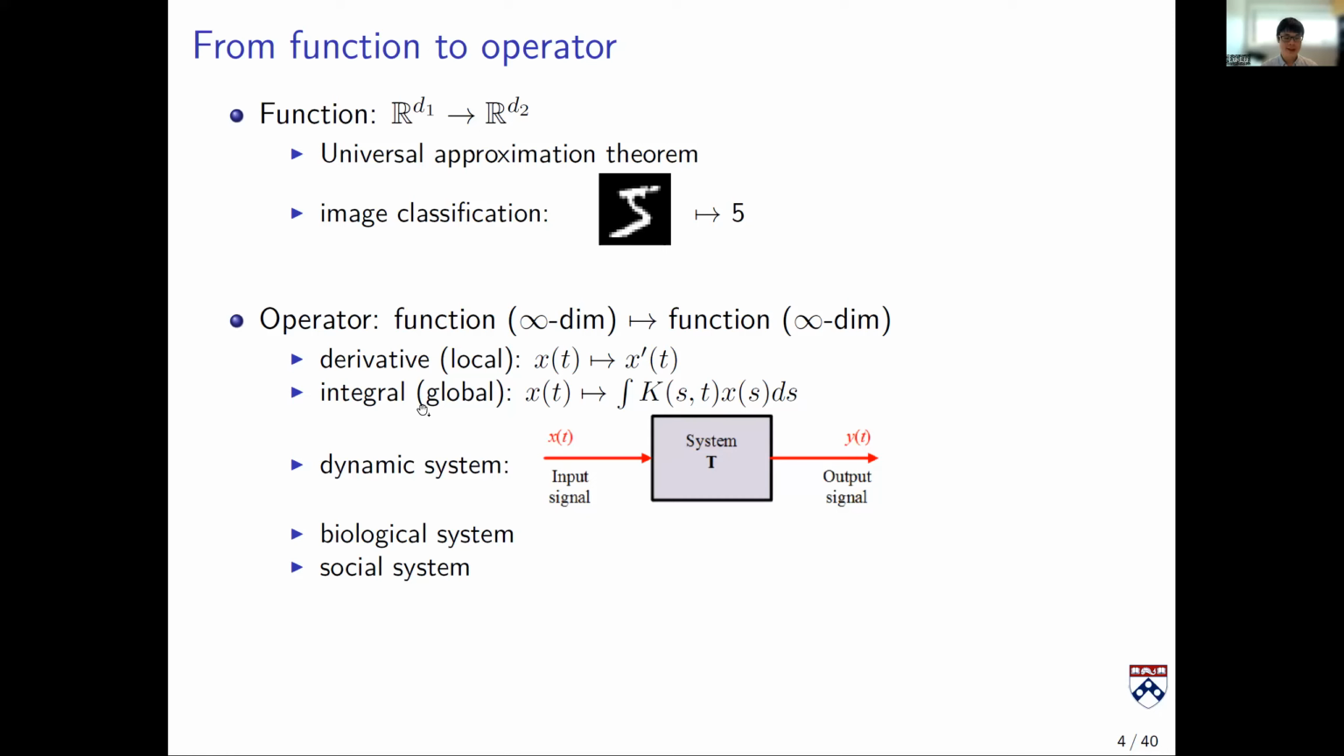Or take the integral operator. The input is x(t), and the output is the integral of x with respect to some kernel k. Or if we consider a dynamic system or a PDE system, then the input could be the initial condition of the PDE, the boundary condition of the PDE, or the forcing term of the PDE. Then the output is the solution of the PDE, either at a specific fixed time t or in the entire spatial-temporal domain. So all these kinds of applications or mappings can be described using operator learning.